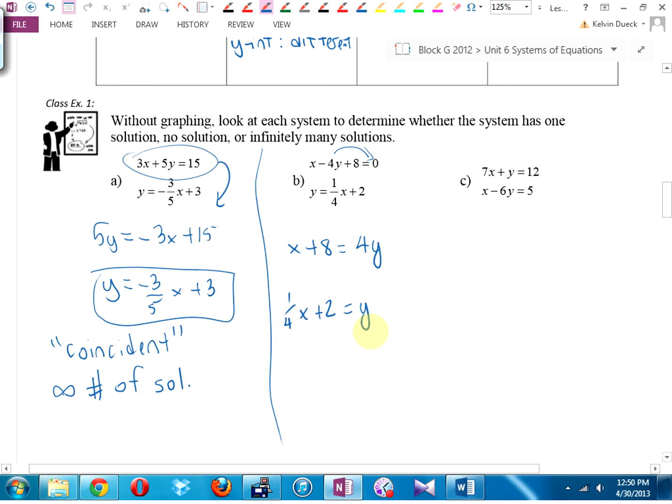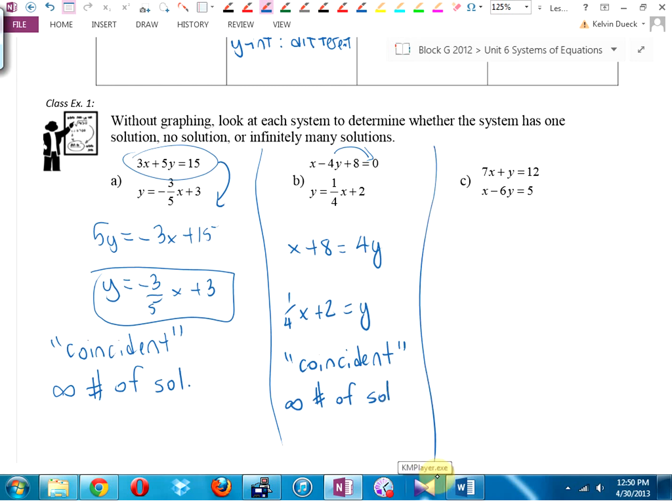Oh! Coincident. That's quite a coincidence. That's how I remember the word, by the way. Infinite number of solutions.